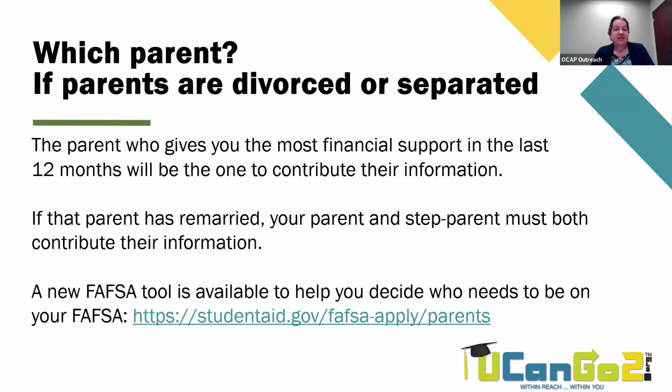Now, if that parent has remarried, then the parent and step-parent must be able to agree to contribute their information. There are two tax returns in this case. If they've remarried since 2024, the parent needs to sign to get their tax return transferred over, and the step-parent would also need to sign because they had a separate return in 2024.